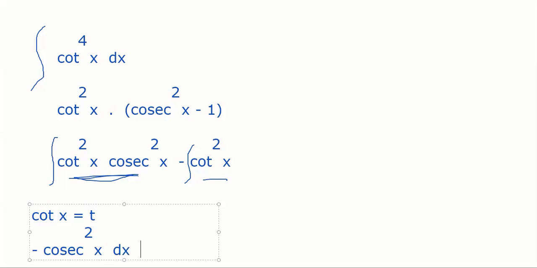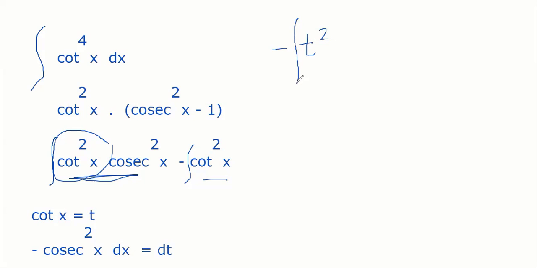So this cosec square x will already change. If you write this question, first you write this cot square x as t square, and cosec x square dx equals minus dt, so minus integration of t square dt. This is our first part of the integration. Everybody agree on this?